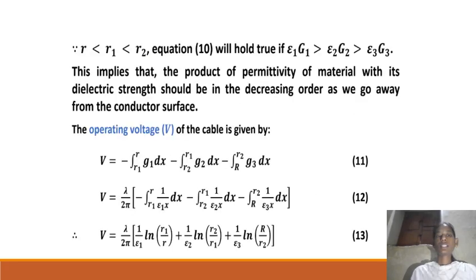For R less than R1 less than R2, equation 10 will hold true: E1 G1 greater than E2 G2 greater than E3 G3. This implies that the product of permittivity of the material with its dielectric strength should be in decreasing order as we go from the conductor surface.